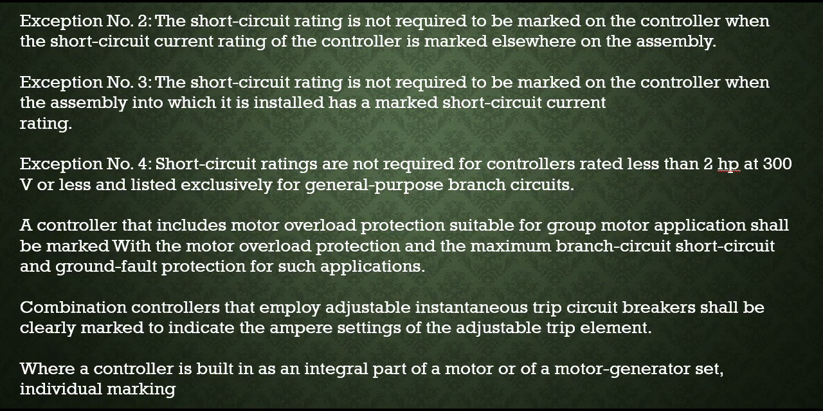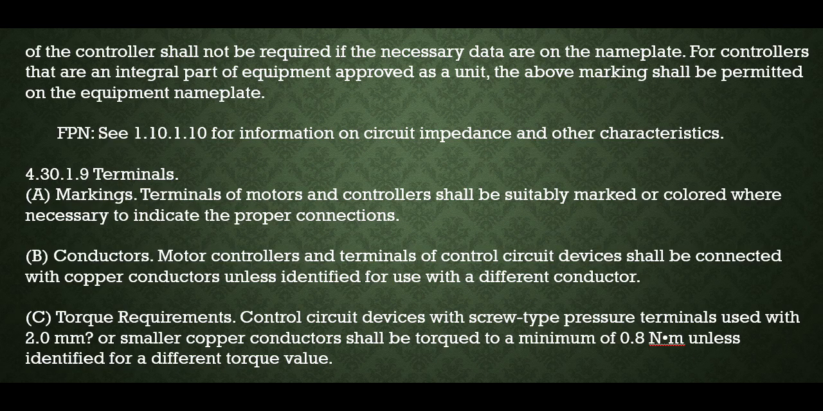Exception to controller short circuit rating markings are detailed here. These are not required if marked elsewhere on the assembly. If the assembly has a rating, or for controllers under 2 HP at 300 volts for general circuits, controllers with overload protection need markings for that protection, and combination controllers need markings for trip settings. So here, controller markings are not needed if the data is on the nameplate.